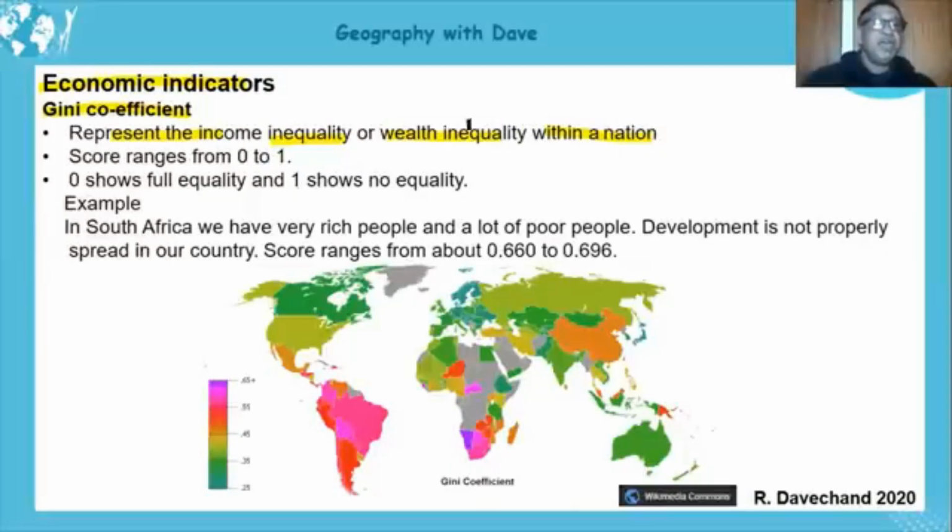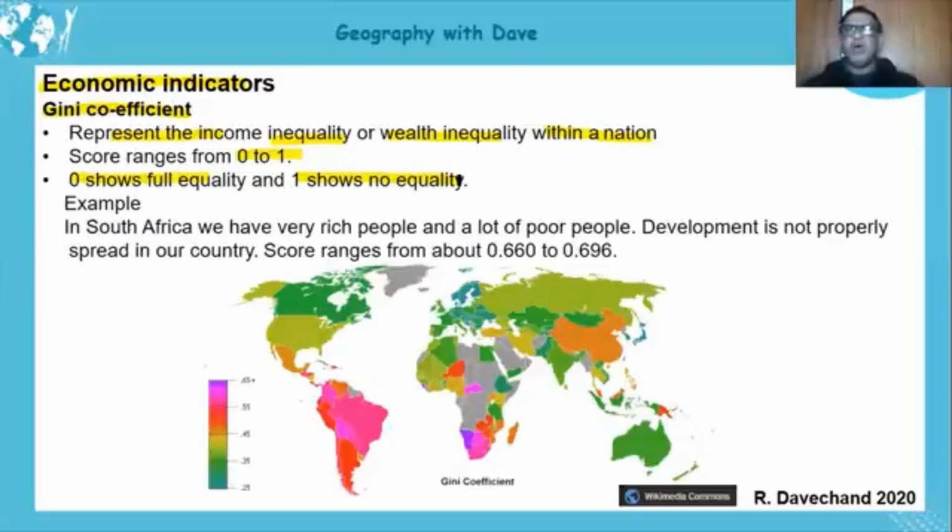Now, what we have here, a score ranges from 0 to 1. 0 shows full equality and 1 shows no equality. So watch out, some indices are different. So if you're getting a score of 0, it's totally equal. Of course, it's difficult to get a score of 0, but a score closer to 0 is excellent, because it shows more equality. There's not extremely rich, extremely poor, etc. And 1 shows no equality across the country.